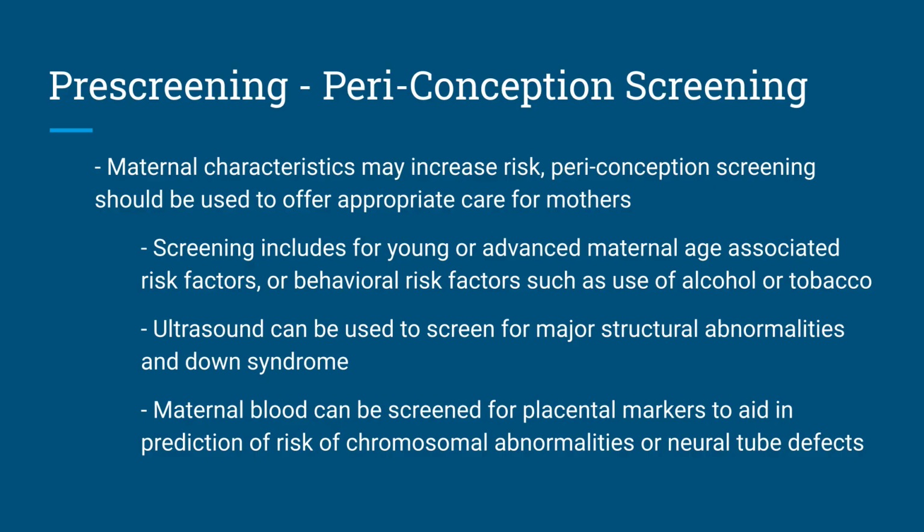Periconception screening is useful in identifying maternal characteristics that may increase risk and should be used to offer appropriate care for mothers. This screening includes identifying risk factors associated with young or advanced maternal age, or even behavioral risk factors such as the use of alcohol and tobacco. Another periconception screening option is utilizing ultrasounds. This can be used to screen for major structural abnormalities or even Down syndrome. Maternal blood can also be used to screen for placental markers to predict the risk of chromosomal abnormalities or neural tube defects.